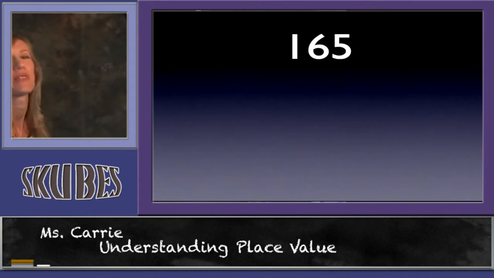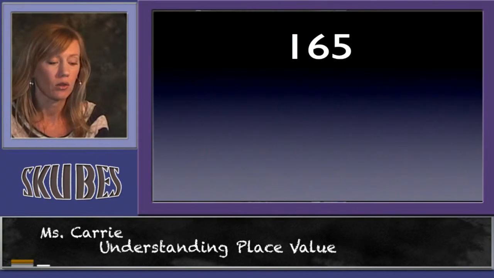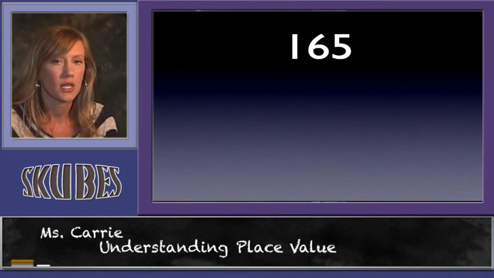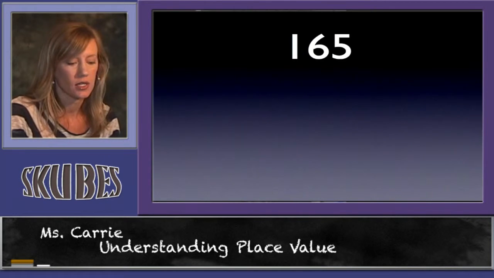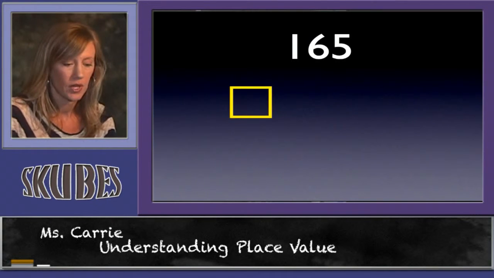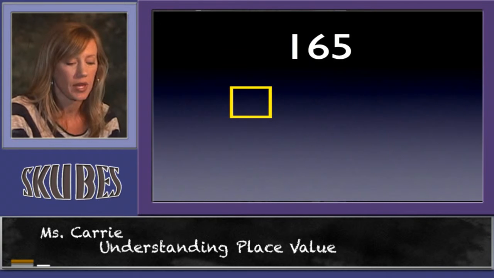Okay. Another way to understand place value is to draw numbers out. When we look at the number 165, it helps us to understand the place value if we draw it. We know that there is 100. We know that there's 6 tens because the 6 is in the tens place.